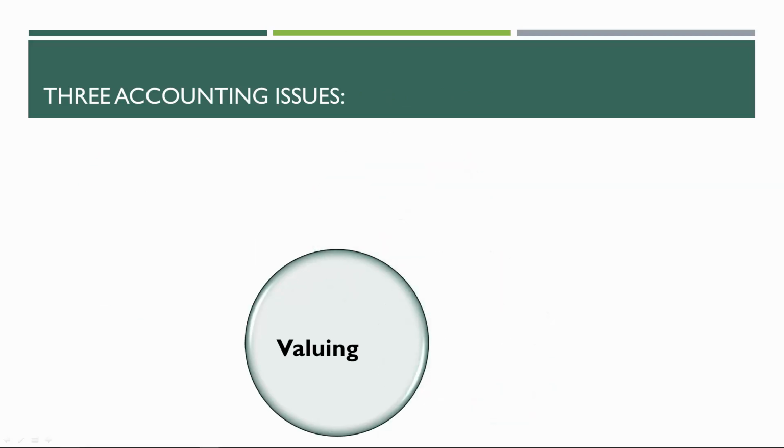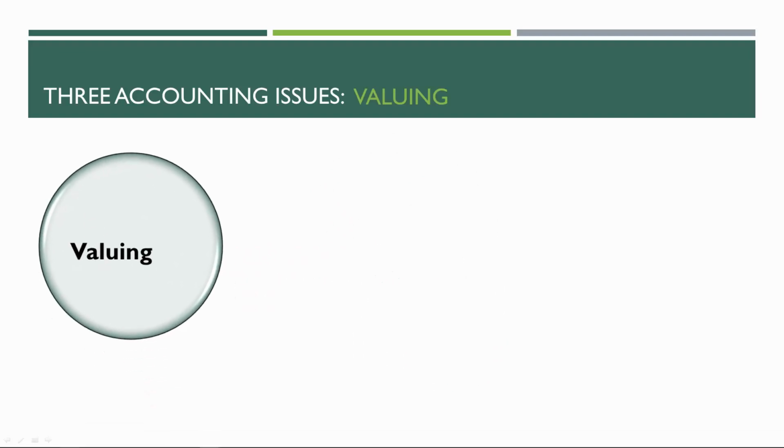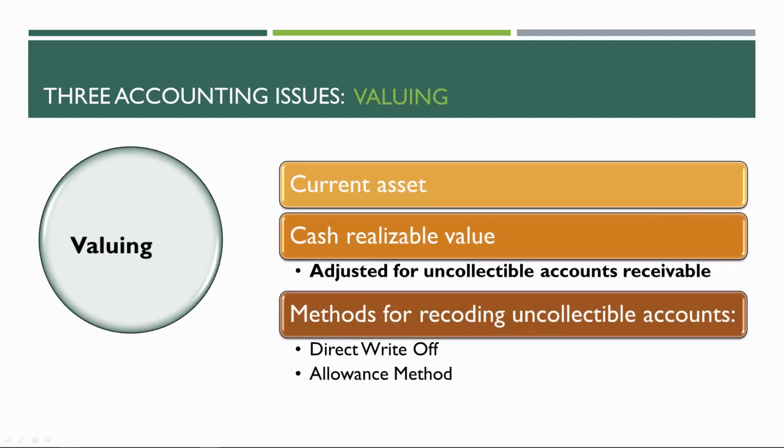Now let's look at the more complicated aspect, the valuing. So our standards tell us that accounts receivable is a current asset because we usually expect to get paid within 1 year or less, and that we need to record our accounts receivable at what we call cash realizable value. Cash realizable value is the amount that we actually expect to receive in cash from everybody that owes us money. So we need to adjust our accounts receivable to reduce it for any amounts that we don't think are collectible.